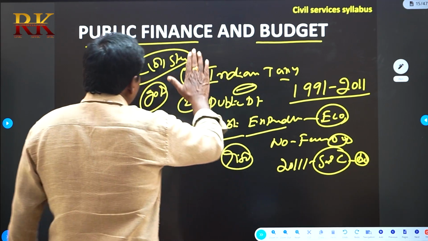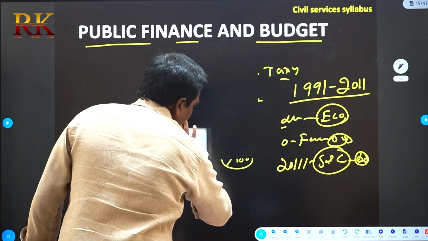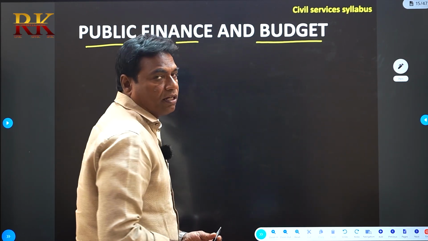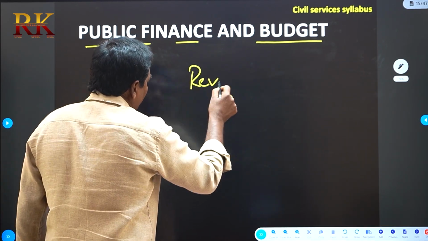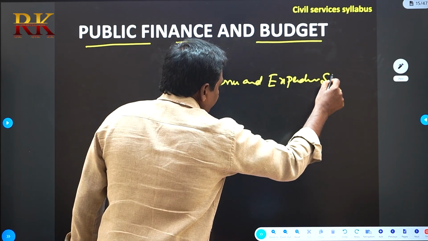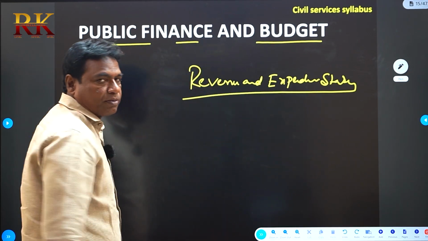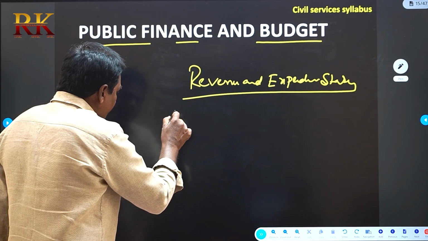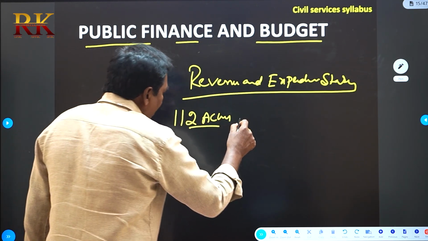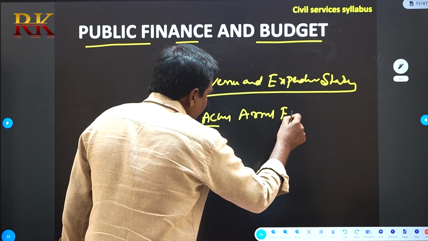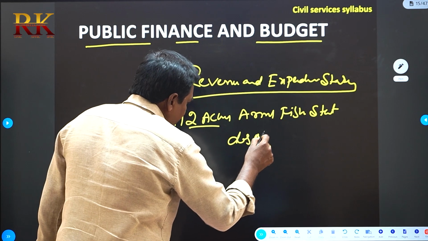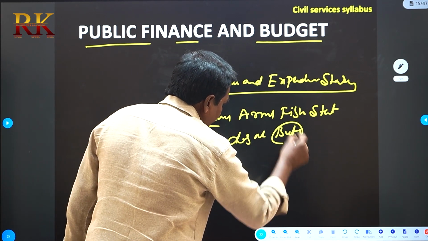Other than that, the budget. What is meant by budget first? Every student has to know what the budget is. Budget means a revenue and expenditure statement. According to the Indian Constitution, Article 112, the annual financial statement does not mention the word budget.